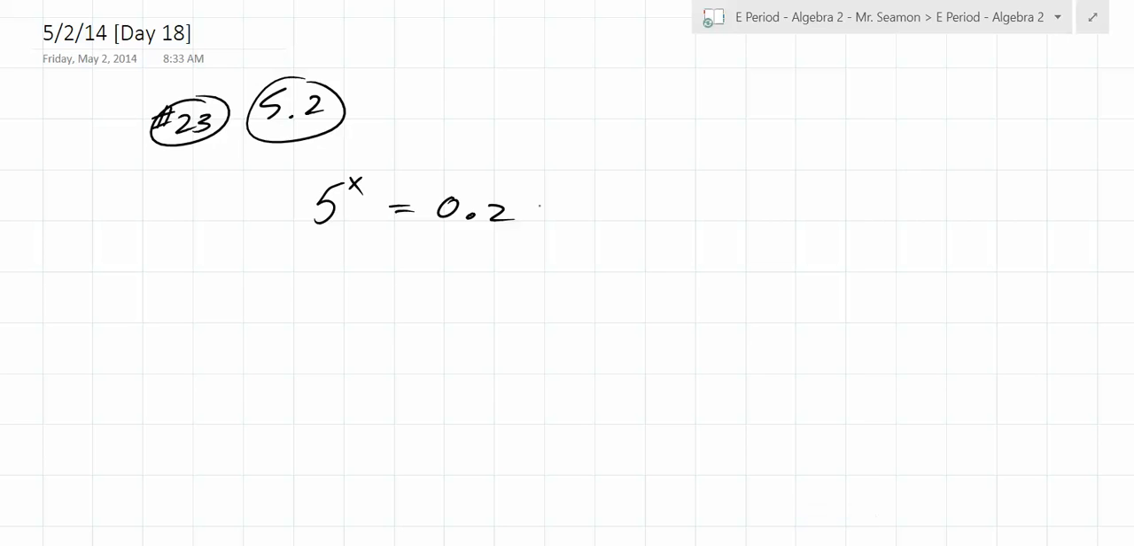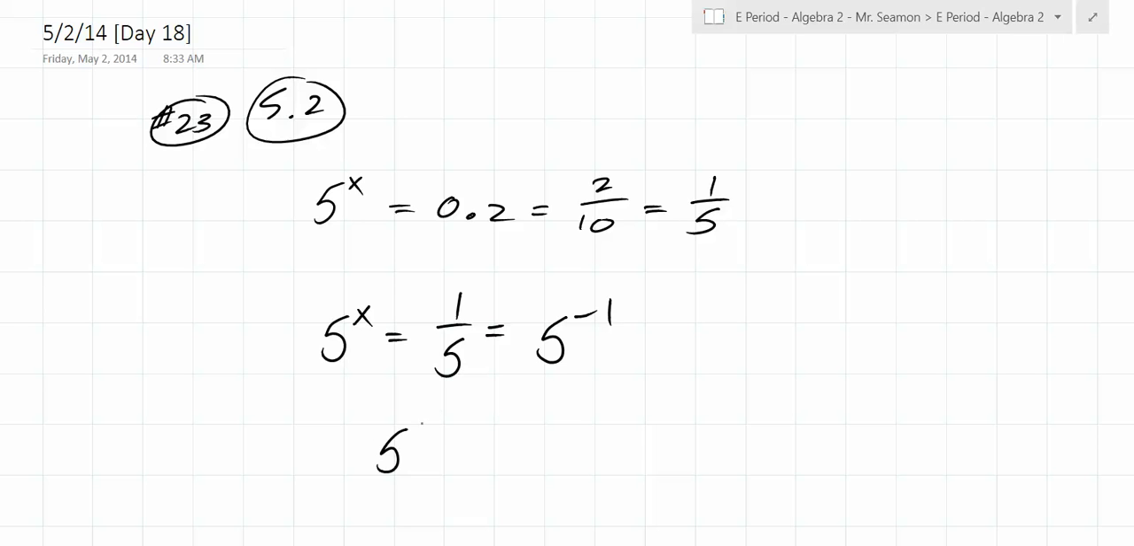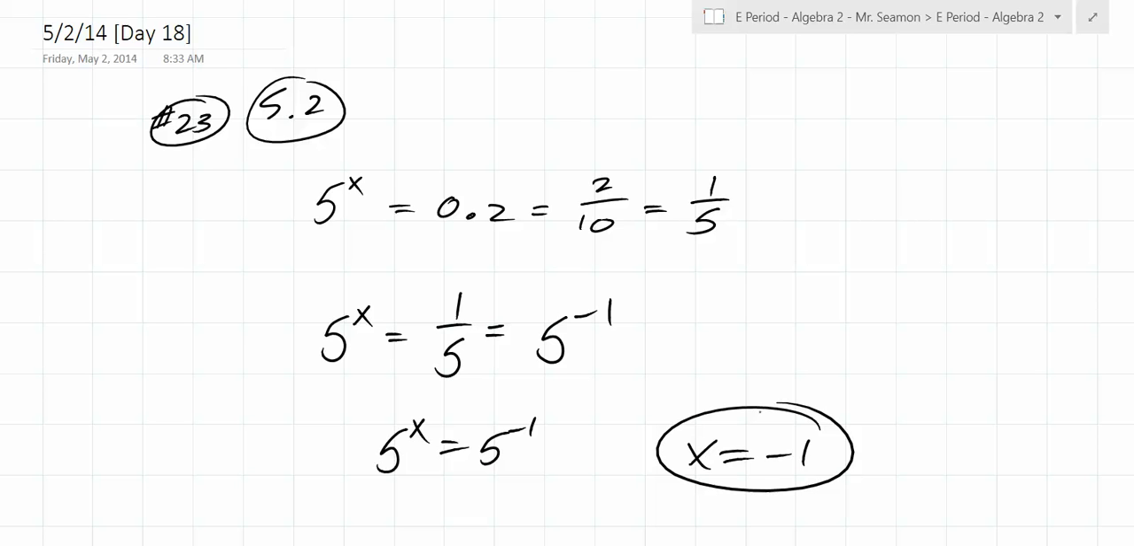Yeah, you do. You definitely have done that before. 0.2 is the same thing as 2 over 10, which is the same thing as what? 1/5. So this is 5 to the x is equal to 1 over 5. What power is 1 over 5? 5 to the negative 1. So you have 5 to the x is equal to 5 to the negative 1. So what does that tell you? Done. That's how you do it.